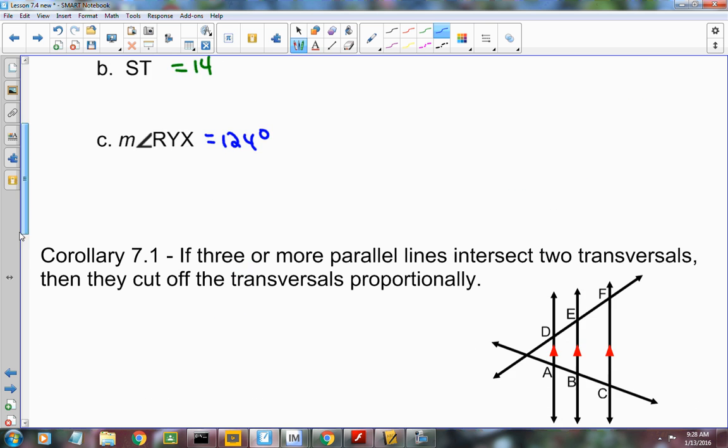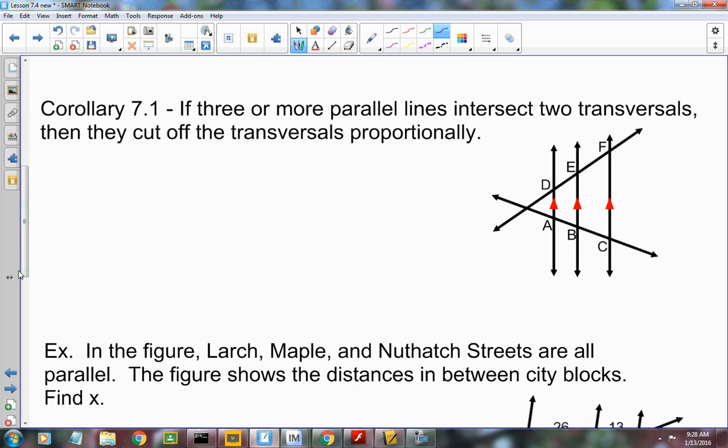But all right, a couple of corollaries here. The first one says that if 3 or more parallel lines intersect 2 transversals, then they cut off the transversals proportionally. So notice here that we've got AD, BE, and CF. Those are all parallel to each other. So that's 3 or more lines that intersect 2 transversals. And what that says is it breaks the parts into segments of proportional length. So like A to AX as B is to BX.